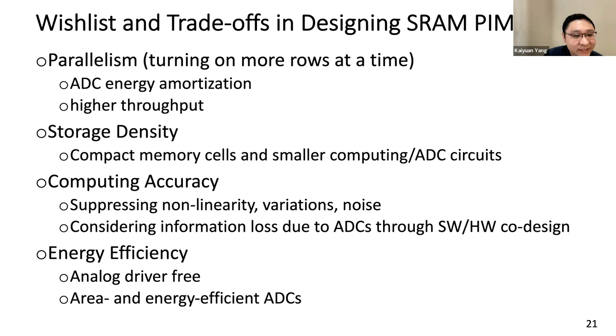And also we need very compact and energy efficient analog to digital converters that are specifically designed for processing in memory. It is worth noting that a lot of these different targets have trade-offs or conflicts with each other. So it is the goal for these designs to try to mitigate these conflicts so that we can get high parallelism without compromising the accuracy, and then we can enjoy higher efficiency.